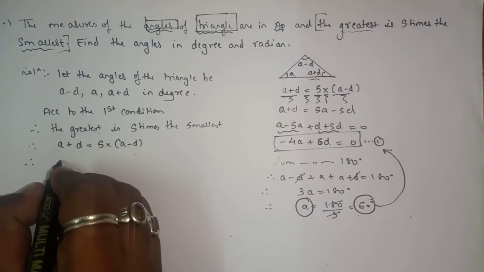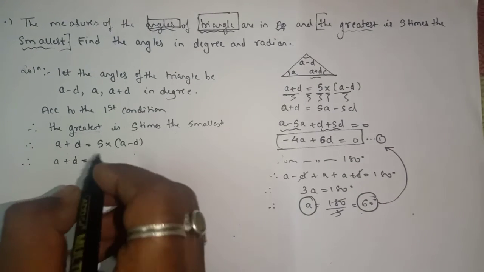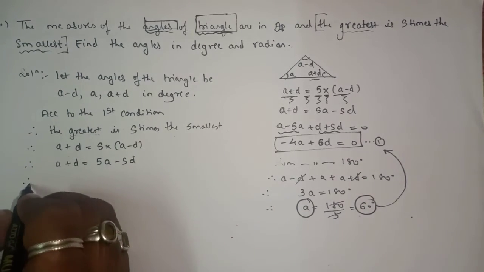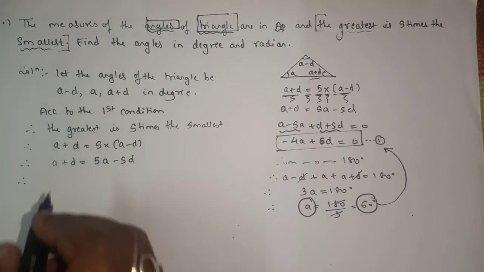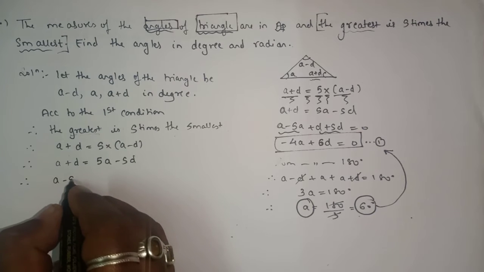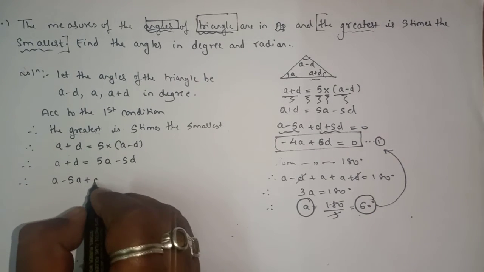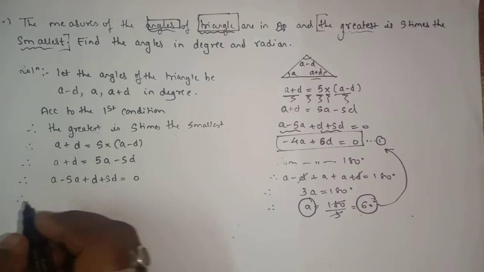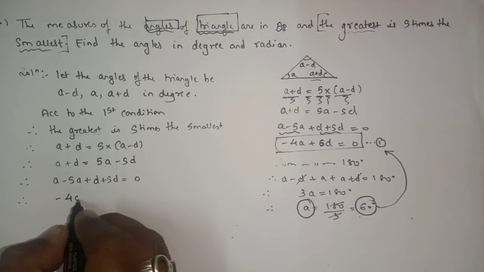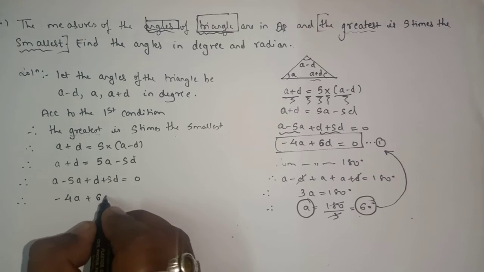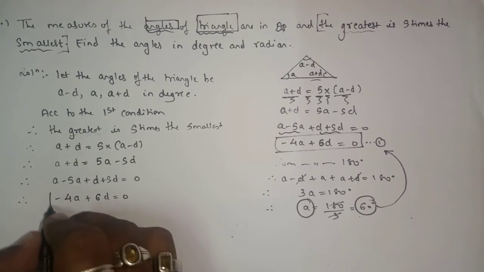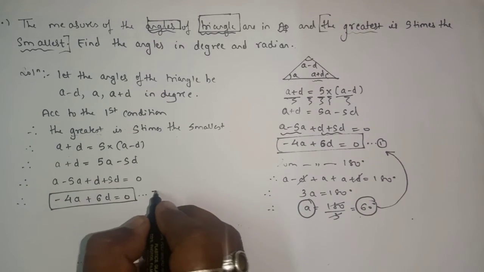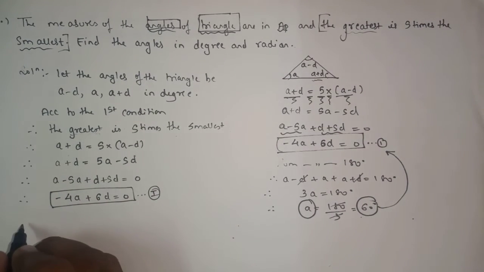So here this will be what, A plus D bracket open, so here you will get 5A minus 5D. So we'll bring all the terms to the left hand side. So here you will get A minus 5A plus D plus 5D equals to 0. So therefore this will be minus 4A plus 6D equals to 0. So here we got one equation. We'll give this equation as equation number 1.